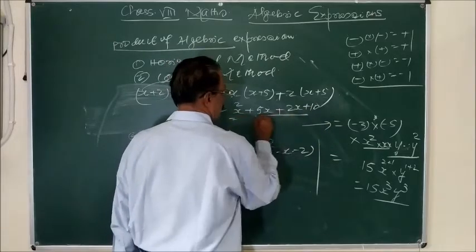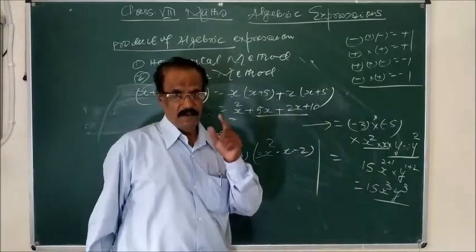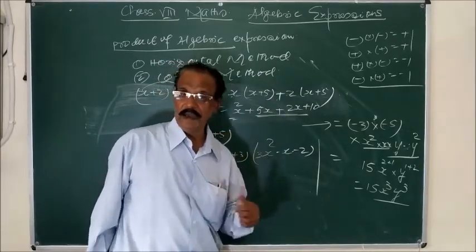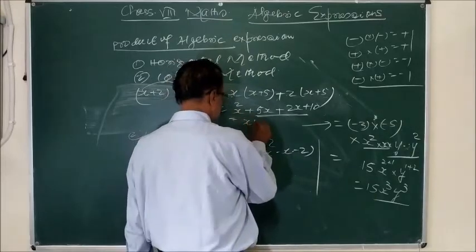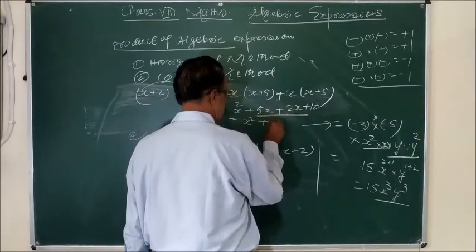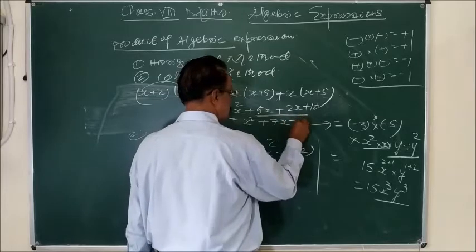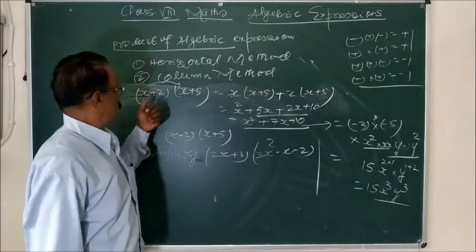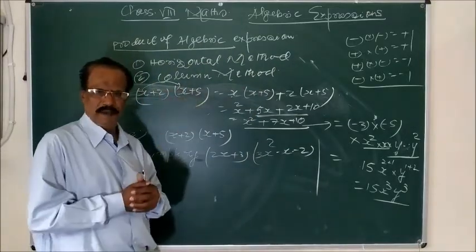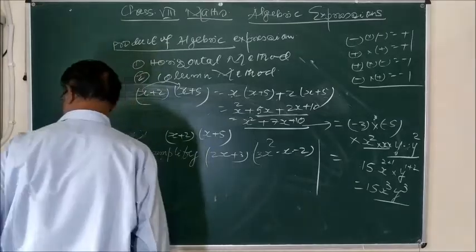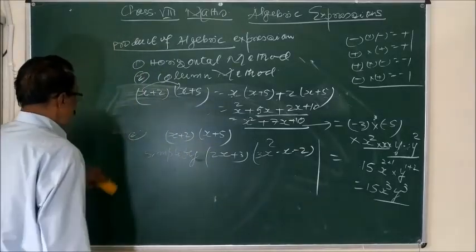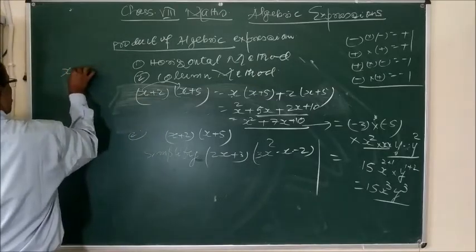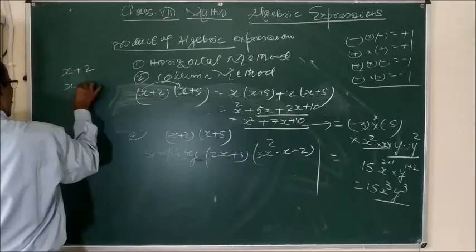Now you see these are like terms. Why are they like terms? Because these two terms have the same variable and the same power. So x squared, and this will be 5x plus 2x plus 10. Now these are unlike terms, so this is the product of these two binomials. So this is called the horizontal method. Now if you multiply by the column method, you have to write like this: x plus 2, x plus 5.